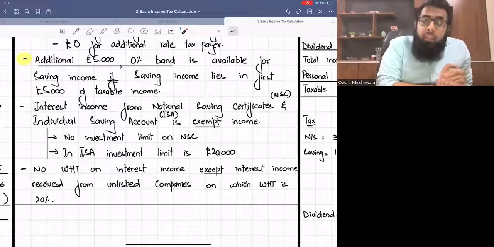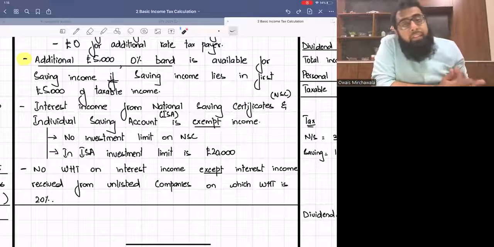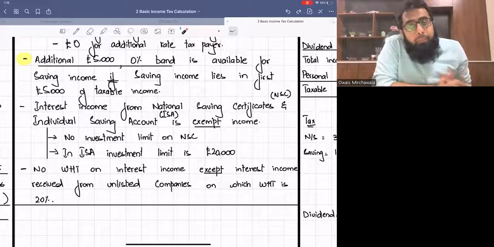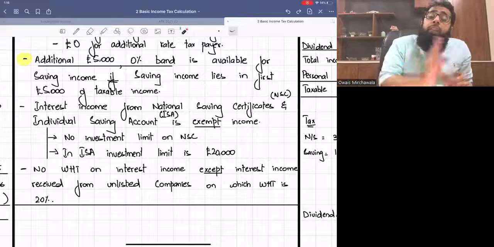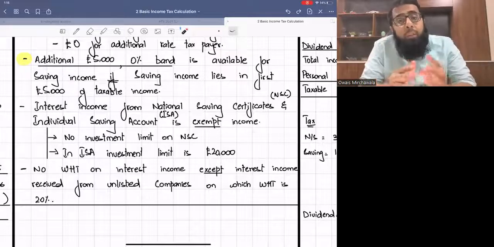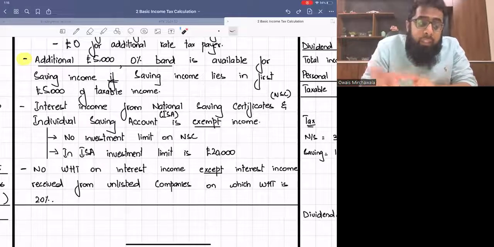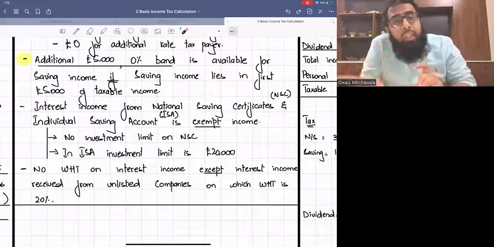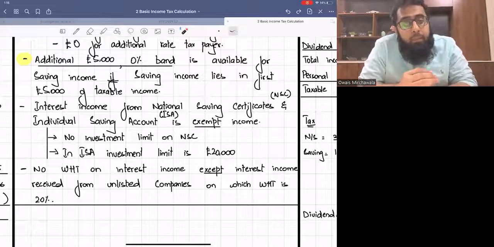Interest income on national saving certificates and individual saving accounts is exempt. There is no investment limit on national saving certificates. On an individual saving account, you can invest a maximum of 20,000. If you invest more, interest on the additional amount will be charged.